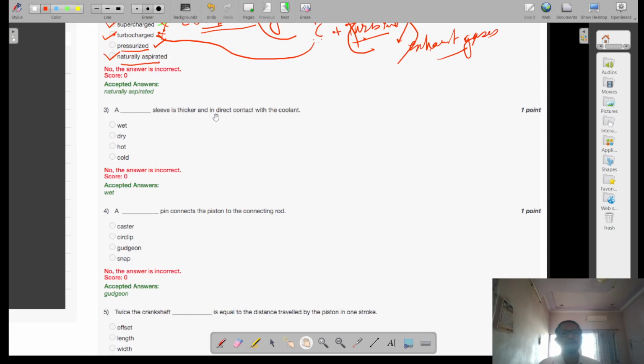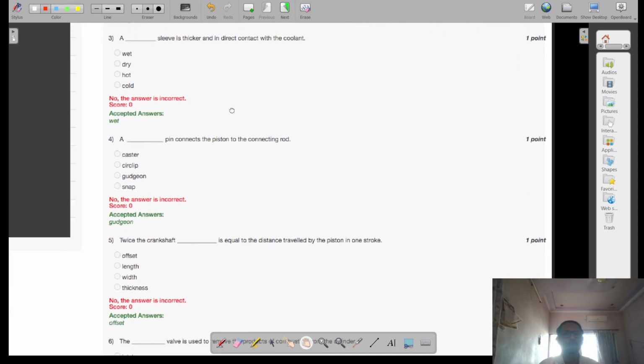Dash sleeve is thicker and in direct contact with the coolant. So coolant से contact किसका होता है? So when it is in contact with the coolant, that means it is the wet sleeve. It's called a wet sleeve, which is in contact with the coolant.